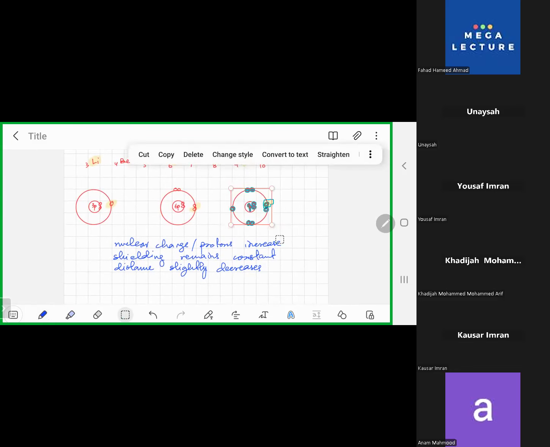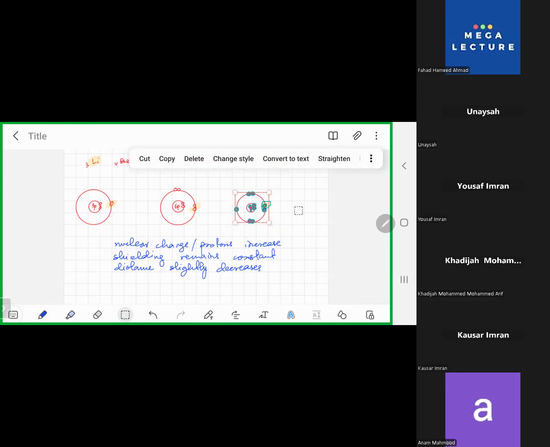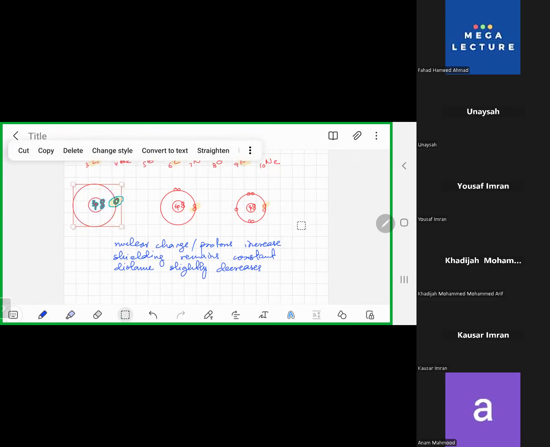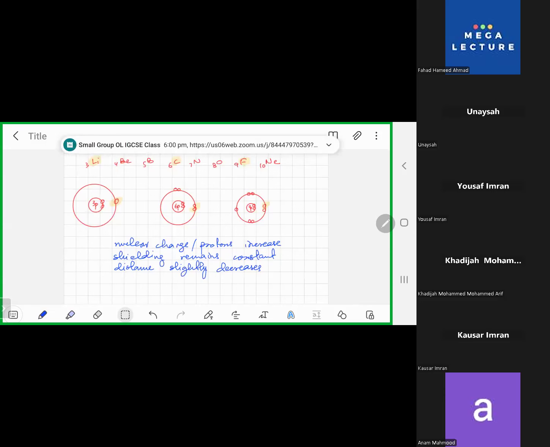So fluorine will be slightly smaller in size, and lithium will be slightly bigger in size. And there's a reason for that. The reason is that when you're moving to the right, see over here, fluorine has 9 protons.